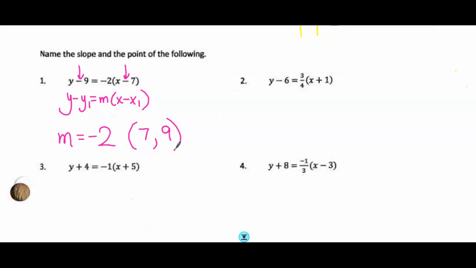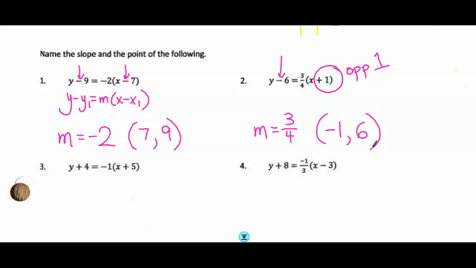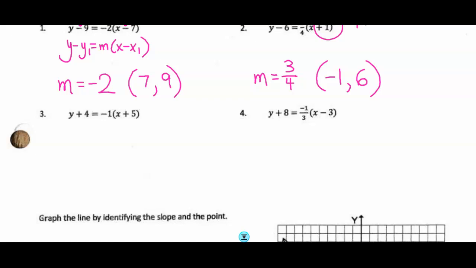So we go to number 2. I notice the m is 3/4 because it's next to your parentheses. This one's okay over here because there's a minus, but over here I need the opposite of 1 because it's plus 1. So my ordered pair would be (negative 1, 6). Again, make sure you know why that's negative 1 versus 1. So you can pause the video and try 3 and 4, or you can continue on with me.